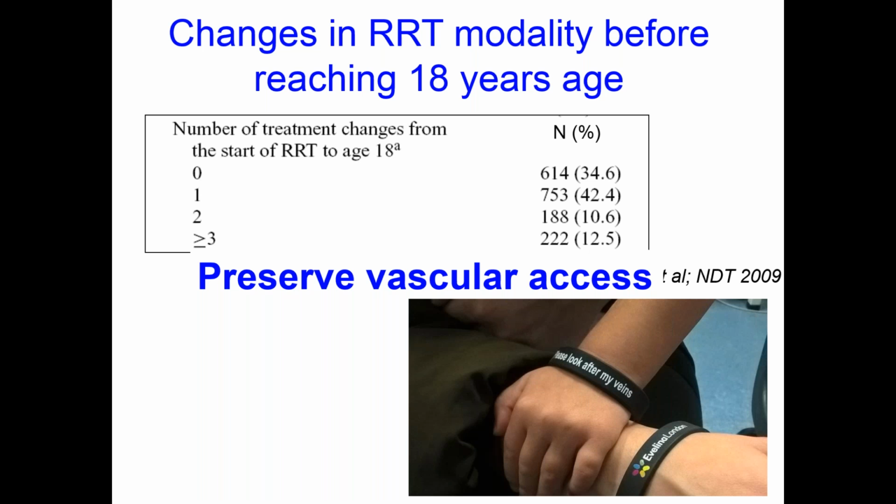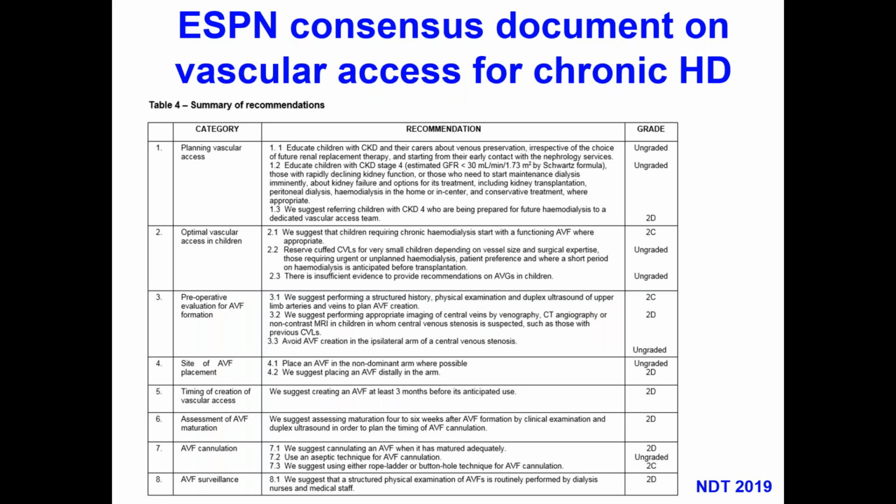So the last slide is on the ESPN consensus document we have produced as a team effort between the dialysis working group members, with input from adult nephrologists as well as from trial methodologists. This will be available online as open access in early 2019.